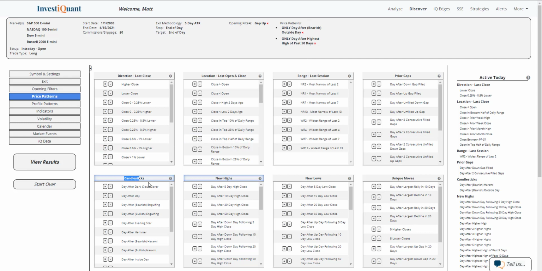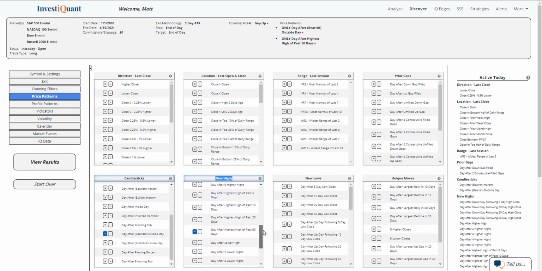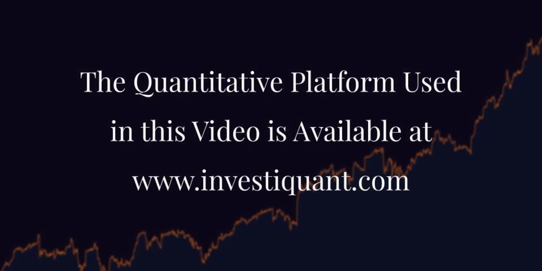They come from the candlestick category here. So I can scroll down, you can see it, and the new highs category right there. And if I scroll down towards the bottom, you can see that one. Now, lastly, I'm going to go into the indicators and add that this is above a 10 and above a 200-day simple moving average, and then I can click View Results.